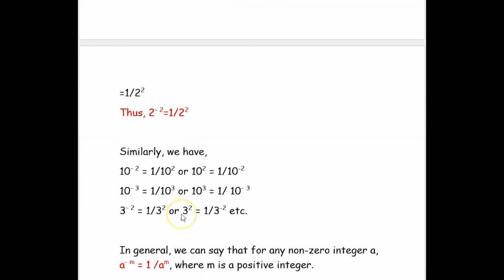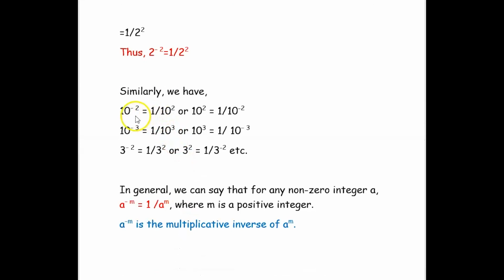Similarly, we can have 10 raised to the power negative 2 as 1 divided by 10 squared, or 10 raised to the power 2 is equal to 1 divided by 10 raised to the power of negative 2. So that is the inverse of the number. If it is negative, then it will be the inverse of the positive. So 3 raised to the power negative 2 is equal to 1 divided by 3 squared, or if it is 3 raised to the power of 2, it will be 1 divided by 3 raised to the power of negative 2.